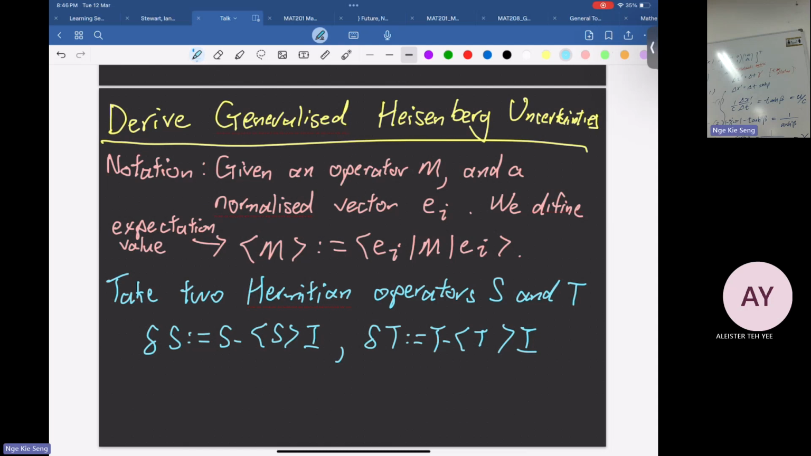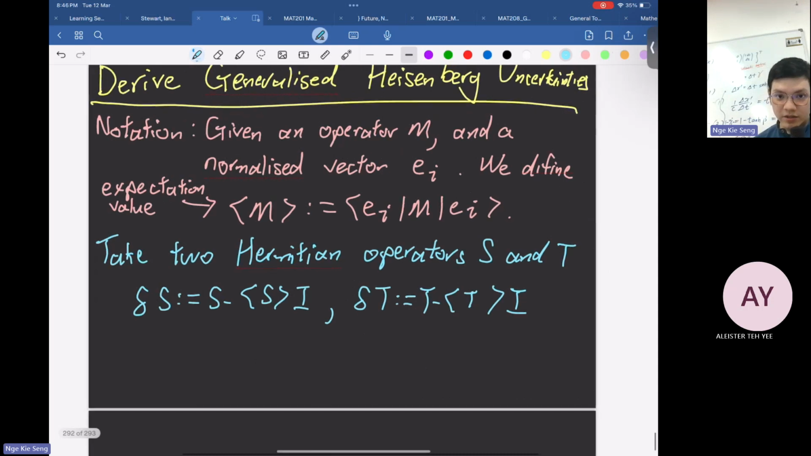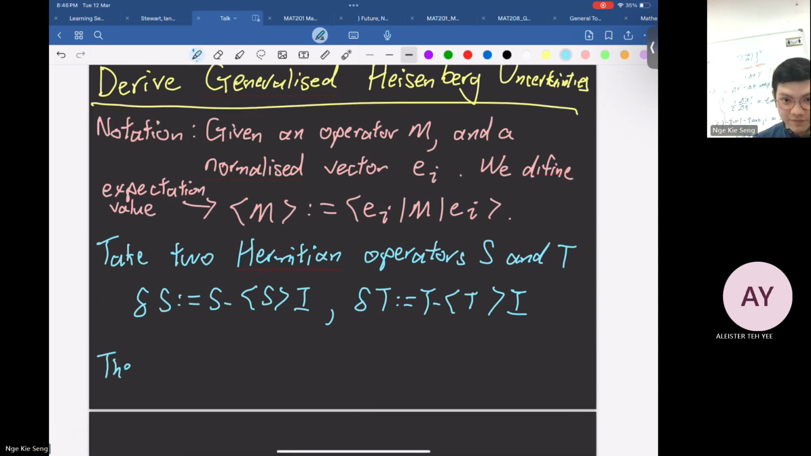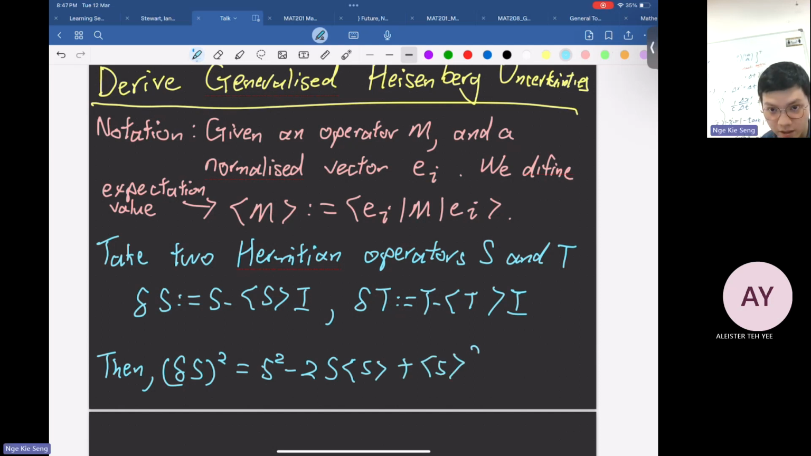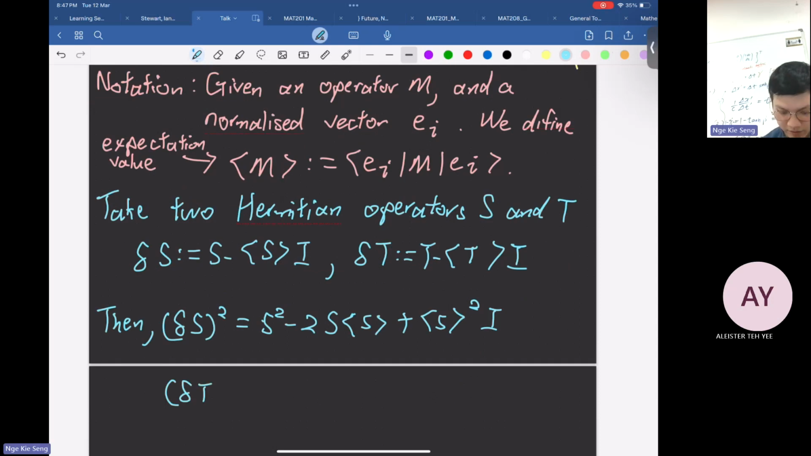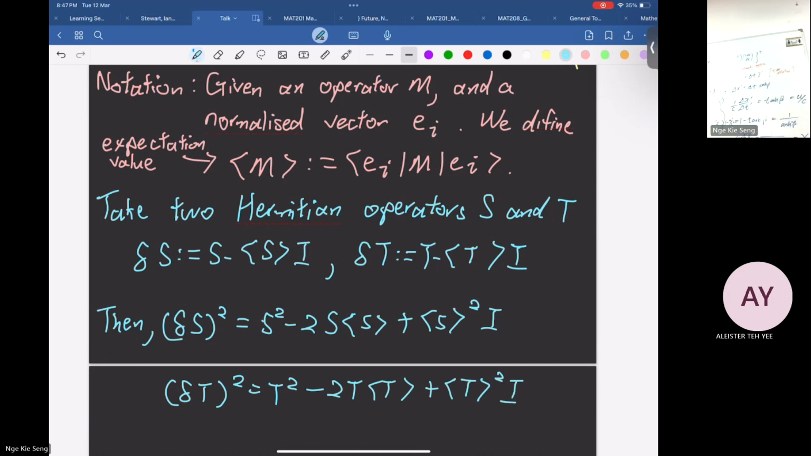Okay, and then we need to do more things. More statistical stuff is coming in. I'm not sure why, but I hope physics can tell me. So next, delta X squared equals X squared minus 2 X bracket X plus bracket X squared times I. Is this an easy computation for you? Can everyone square the delta, and check that this is true? I just square this difference, then I get this 2. Everyone agree with this calculation? Okay, this is delta squared.